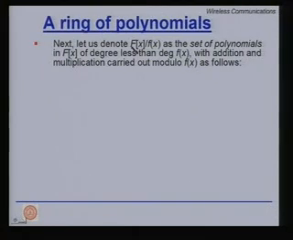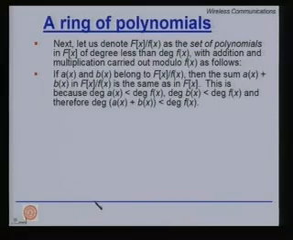So, let us denote F[x] over f(x) as the set of polynomials in F[x] of degree less than the degree of f(x), with addition and multiplication carried out modulo f(x). So, you divide it and whatever be the remainder is the element. Now, if a(x) and b(x) belong to F[x]/f(x), then the sum a(x) plus b(x) in F[x]/f(x) is the same as in F[x]. This is because we have already put the degree of a(x) is less than f(x) and degree of b(x) is also less than f(x).